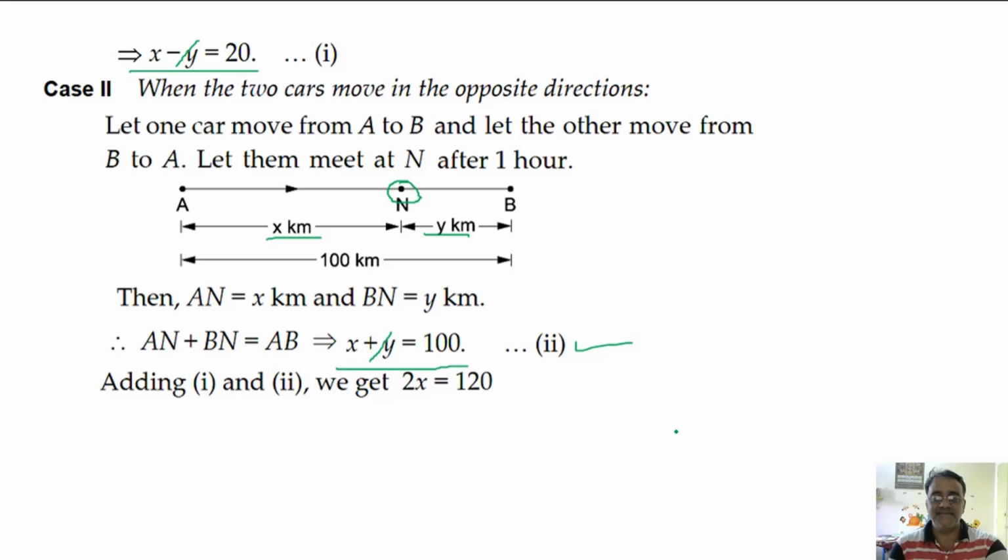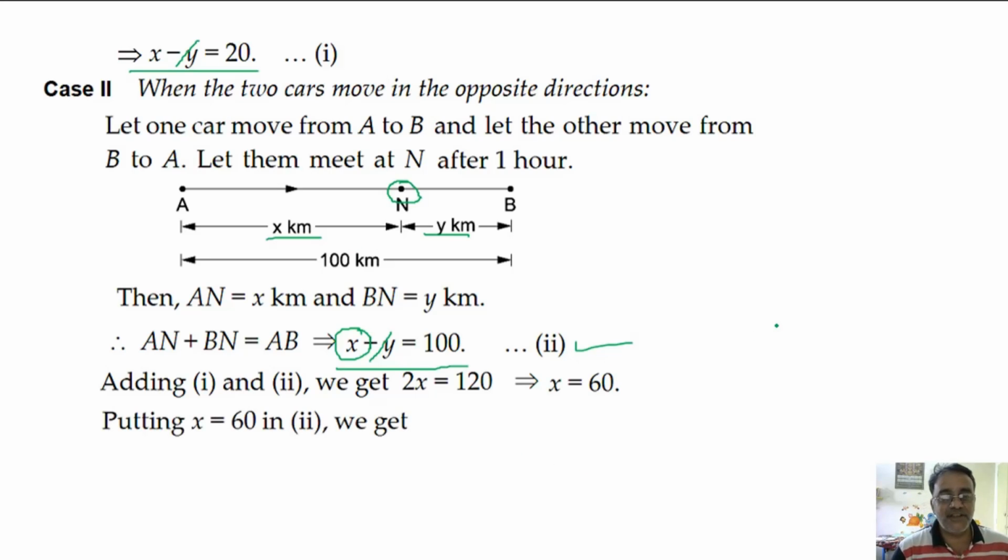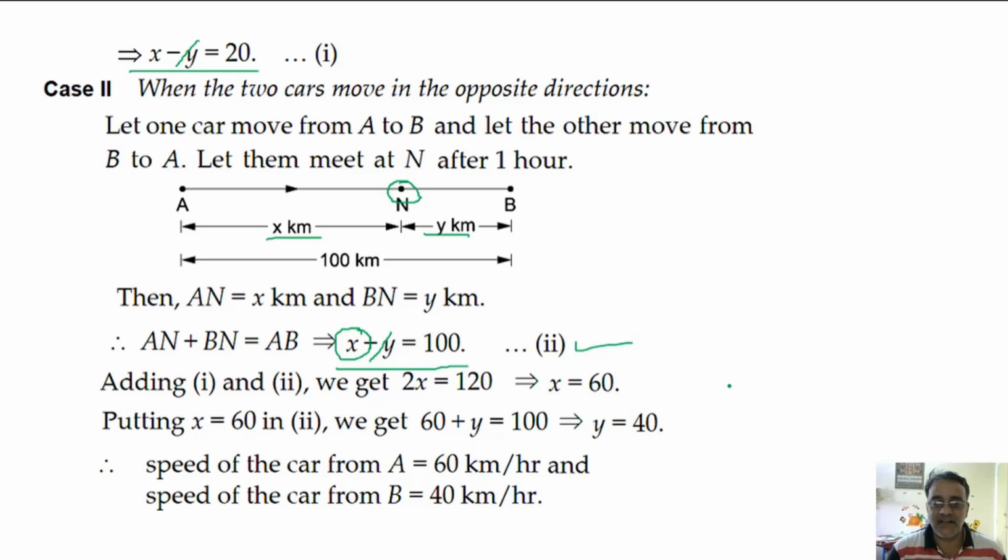So what is the value of x? 60. Now 60 you can substitute here, and I told you that you can subtract also. But here we are substituting 60 in the second equation. So 60 plus y is equals to 100. y is equals to 100 minus 60, that is 40. Hence the speed of the car from A is 60 km per hour and the speed of the car from B is 40 km per hour. Any doubt in this question?